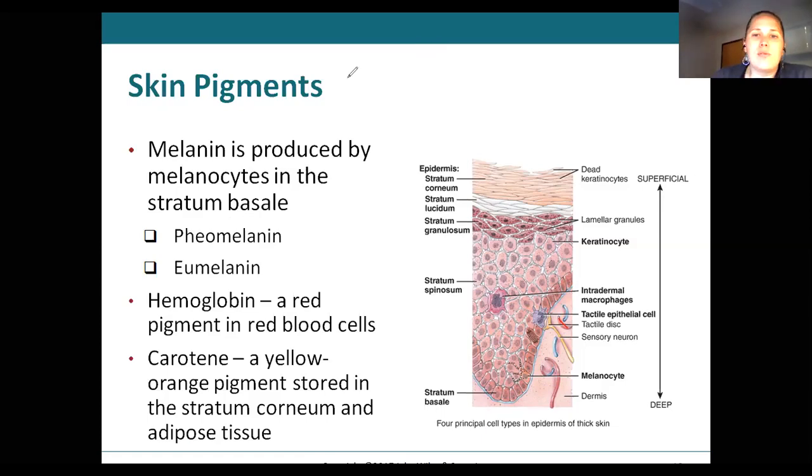So UV rays are released by the sun, and UV rays, if they come into this cell, can go into the nucleus and actually cause damage to the DNA. So DNA is very sensitive to UV light. If you expose DNA to UV light, it can cause mutations, and so mutations ultimately can lead to cellular dysfunction.